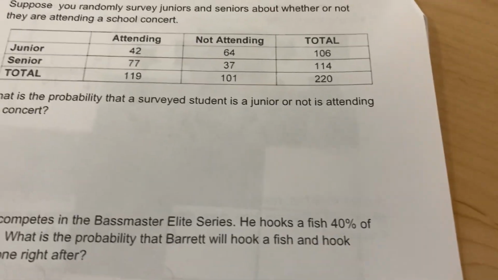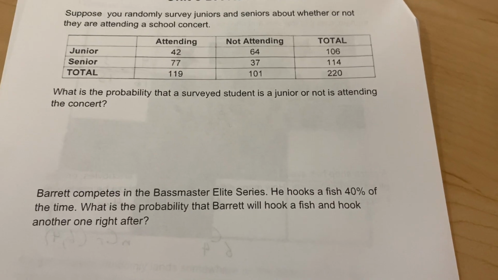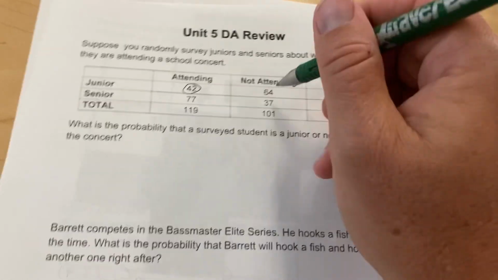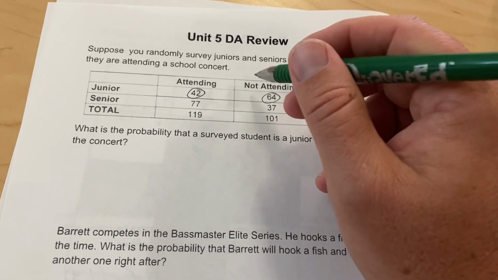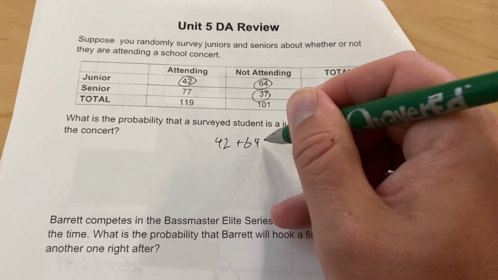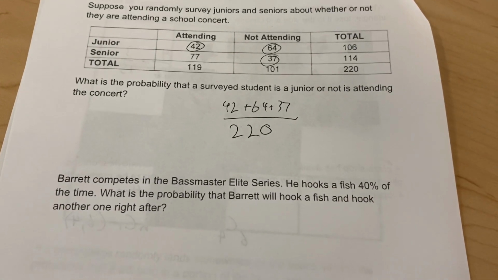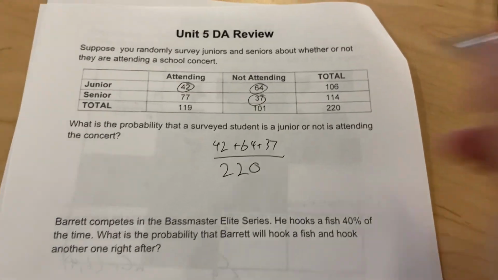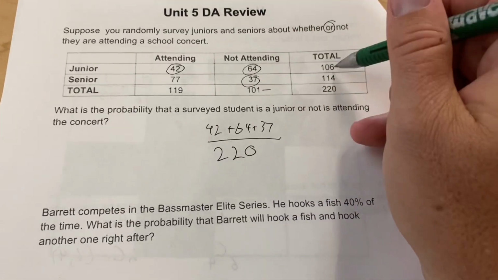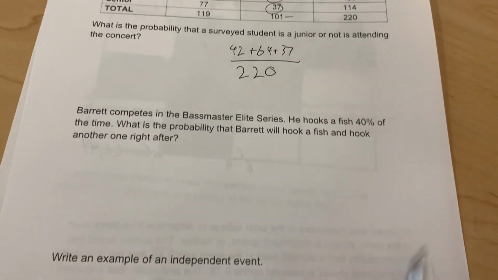Suppose you randomly select juniors and seniors and ask about whether or not they're attending a school concert. What's the probability the surveyed student is a junior or is not attending the concert? So the juniors would be these. Not attending the concert would be these. So this is 42 plus 64 plus 37 out of everybody, the 220. Okay, just got to be careful with the wording. That "or" means we're going to have a bigger group, and you don't want to just jump on these totals because then we'd be counting this 64 twice, and we don't want to do that.